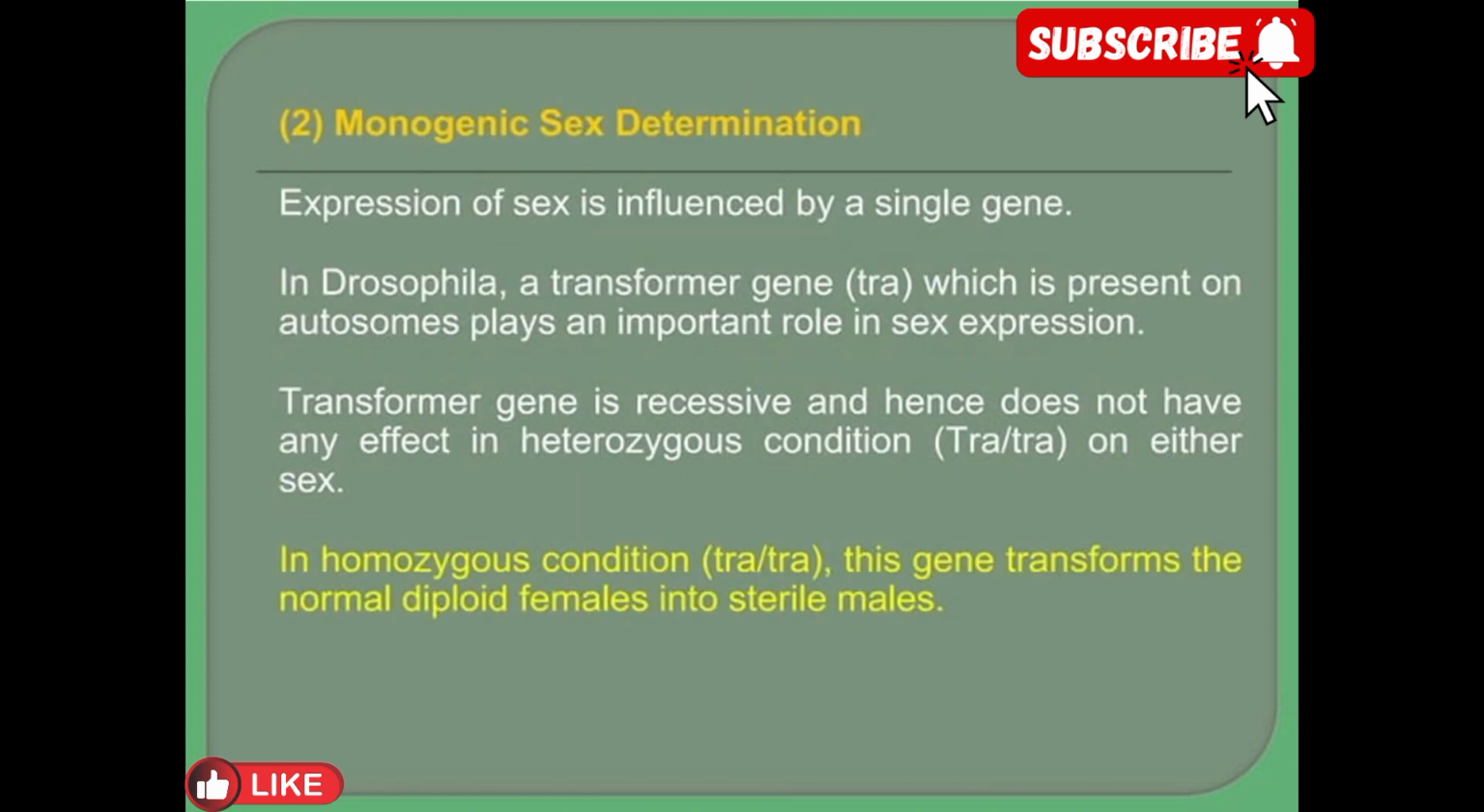Monogenic sex determination. The expression of sex which is influenced by a single gene is known as monogenic sex determination. Mono means one, genic means genes. For example, in Drosophila, the transformer gene, which is present on an autosome, plays an important role in sex expression. The transformer gene is recessive and hence does not have any effect in the heterozygous condition on either sex, male or female. In a homozygous condition, this gene transforms the normal diploid female into a sterile male.